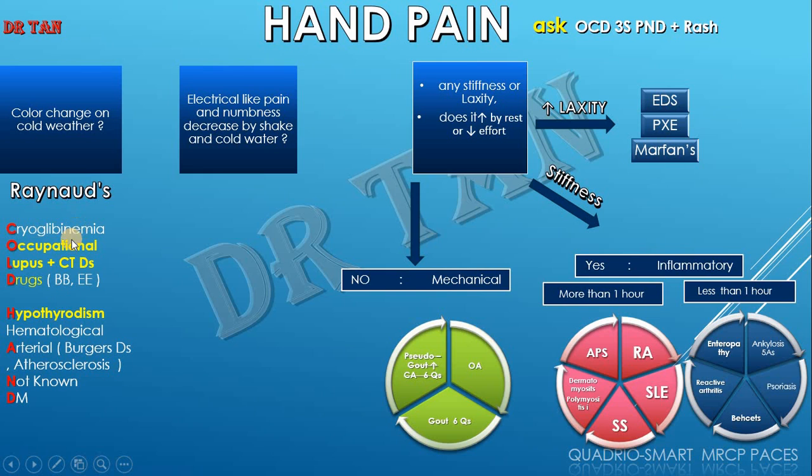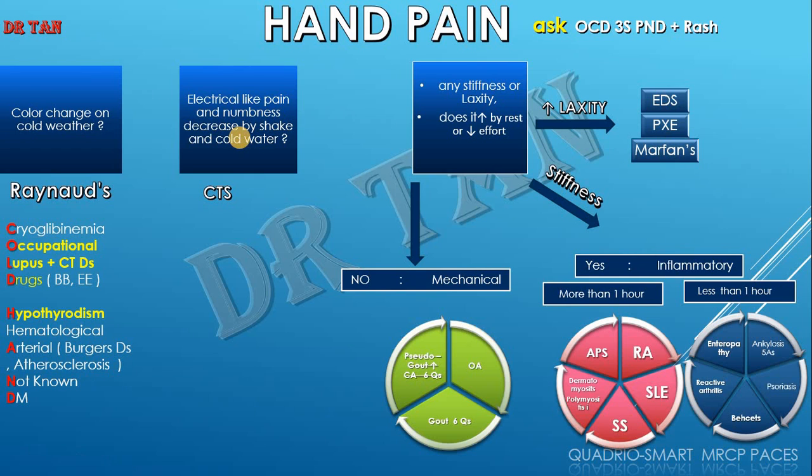So whenever you're going through these, I need you to have 28 marks. I will not accept any of you after this lecture to miss any marks in a hand pain case. So for the second question, it will be about electrical-like pain and numbness, which is decreased by shaking the hand and cold water.